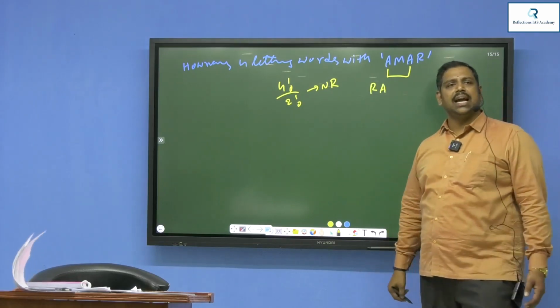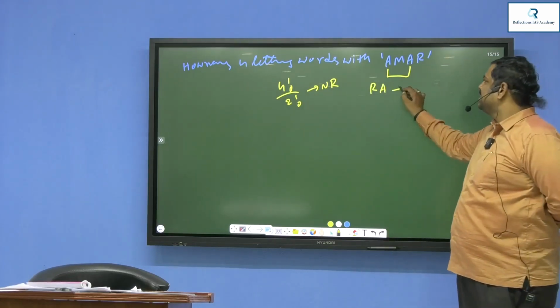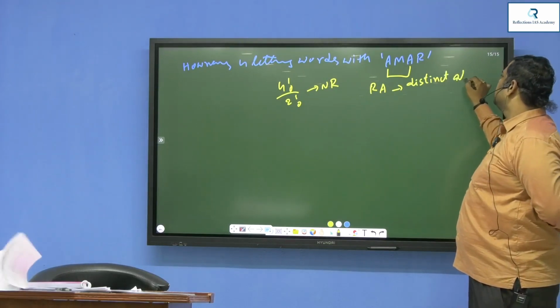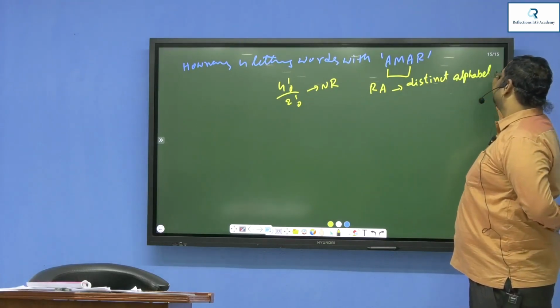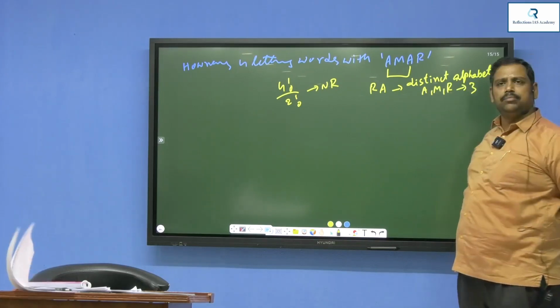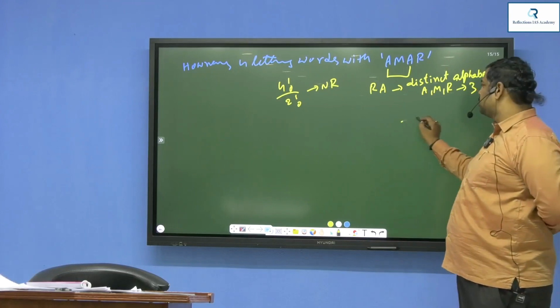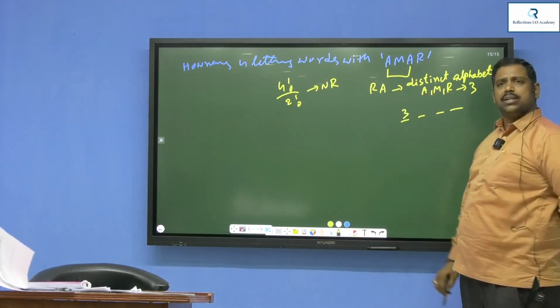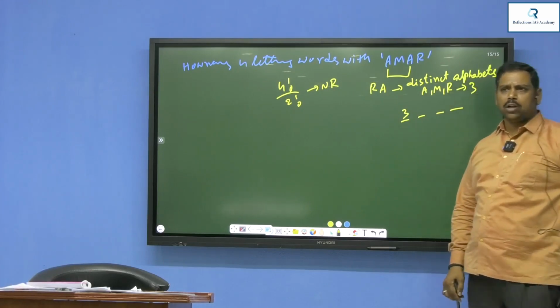If repetition is allowed, what I can think is, I should go with distinct alphabets. What are the distinct alphabets? A, M, R. How many are there? 3. You are asking about 4-letter words now. This can be occupied by any of the A, M, R. So 3 ways. The work is completed or not completed.